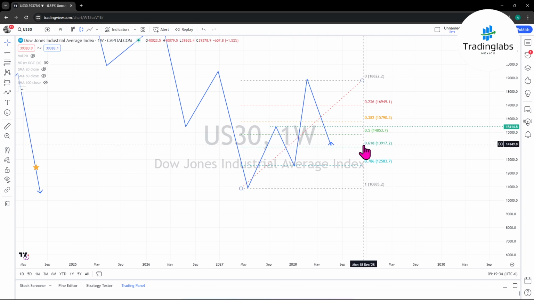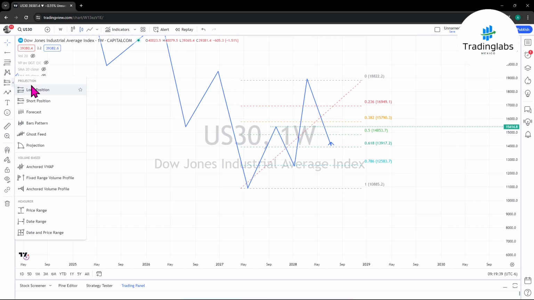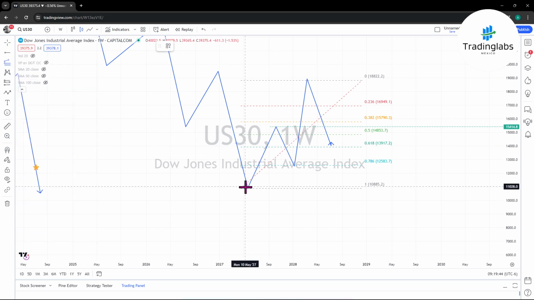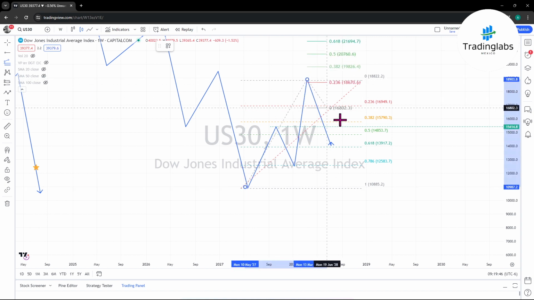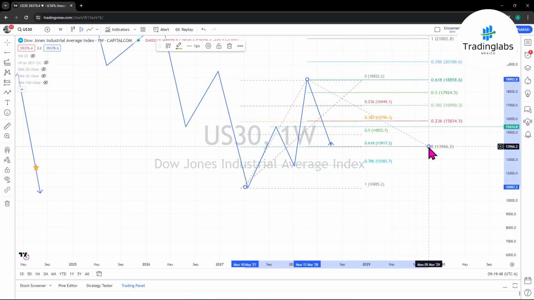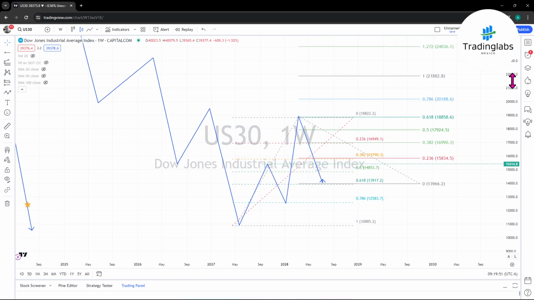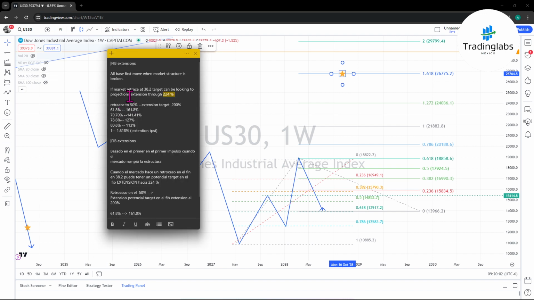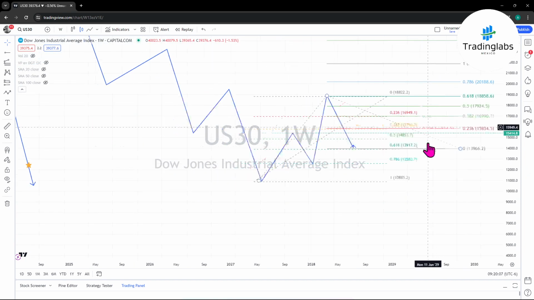Here, for example, in the 0.618. You have to use the Fibonacci extension to see where the market probably wants to go, and probably wants to go right up to here, to the 1.68 of the Fibonacci extension that we are talking about here.